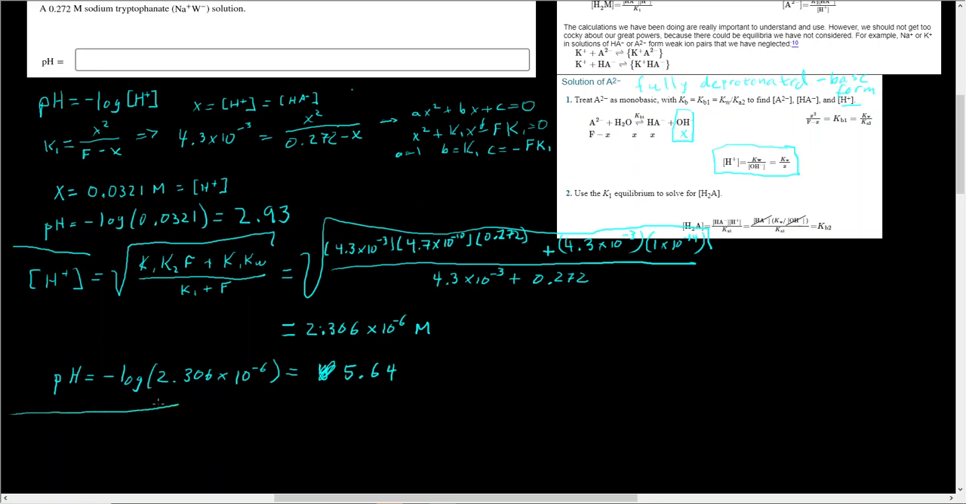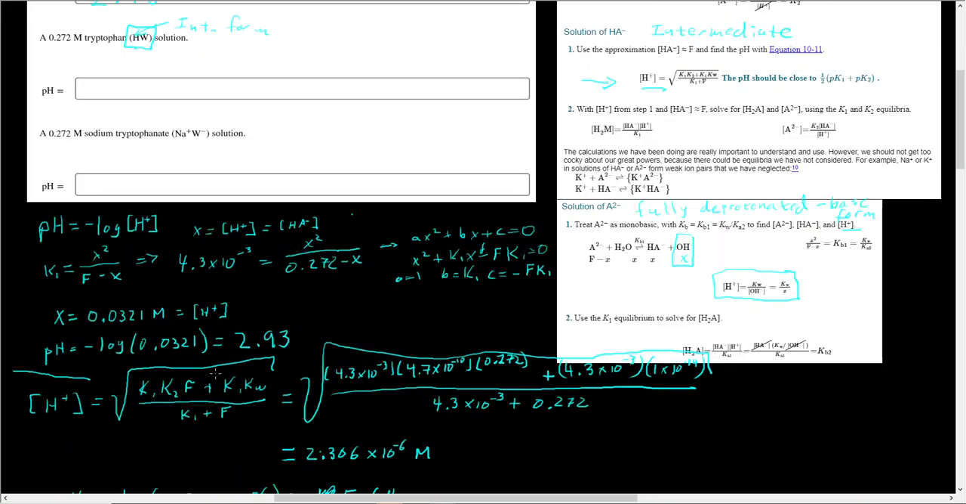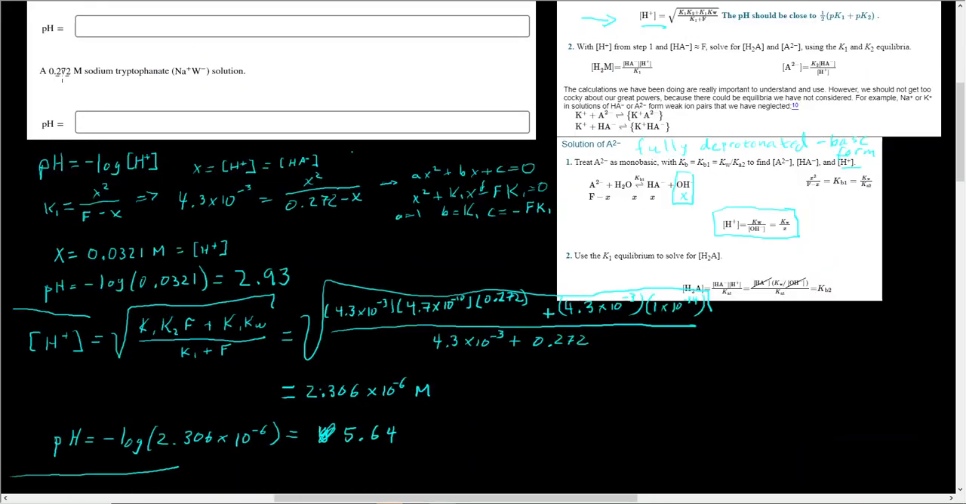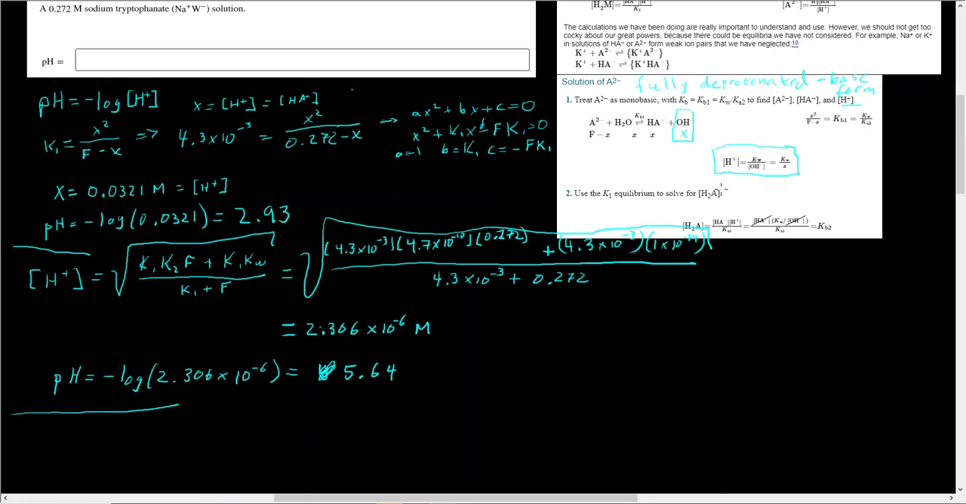All right, so now we're to the last part of our problem. Let's scroll back up here, see what we got. So we got a 0.272 molar of sodium tryptophanate. Notice that we've got the Na plus and the W minus. There are no hydrogen atoms attached to this, so we can conclude that we've got the A2 minus fully deprotonated or basic form. So we've got to treat this as a weak base problem.